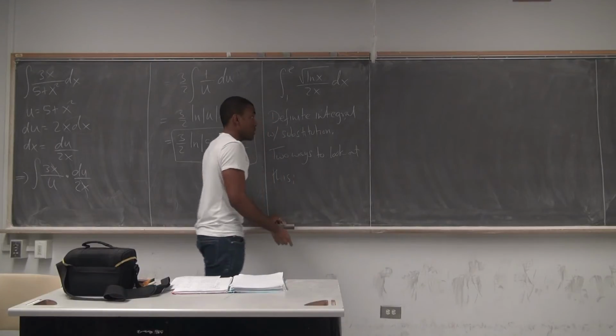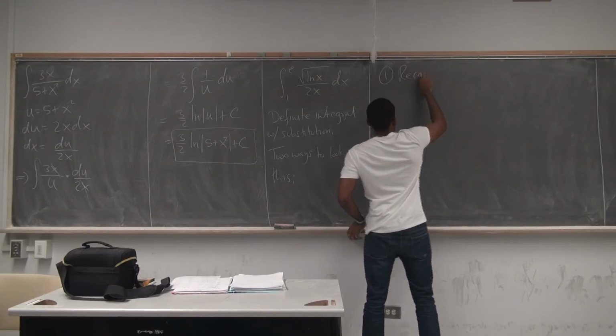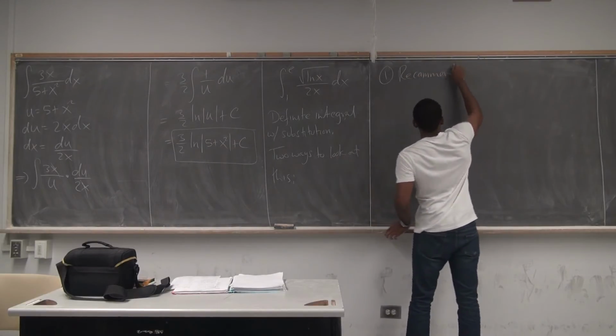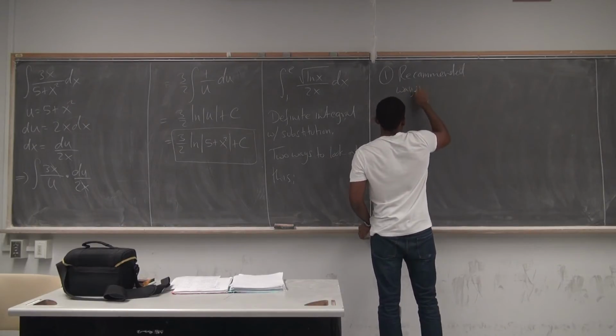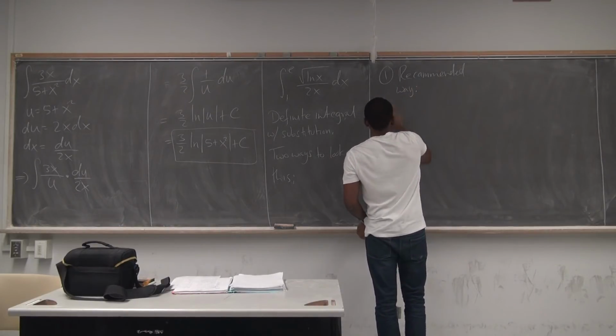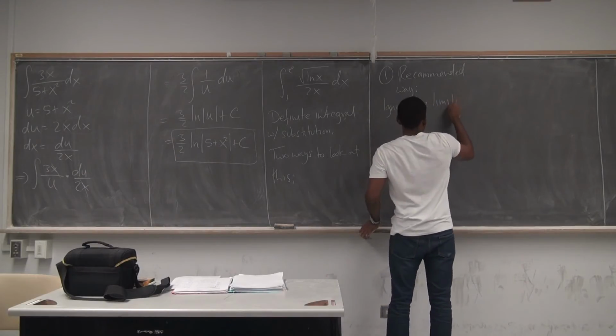Two ways you can look at this. The first way is, by the way, the recommended way. Ignore the limits until all the way at the end.